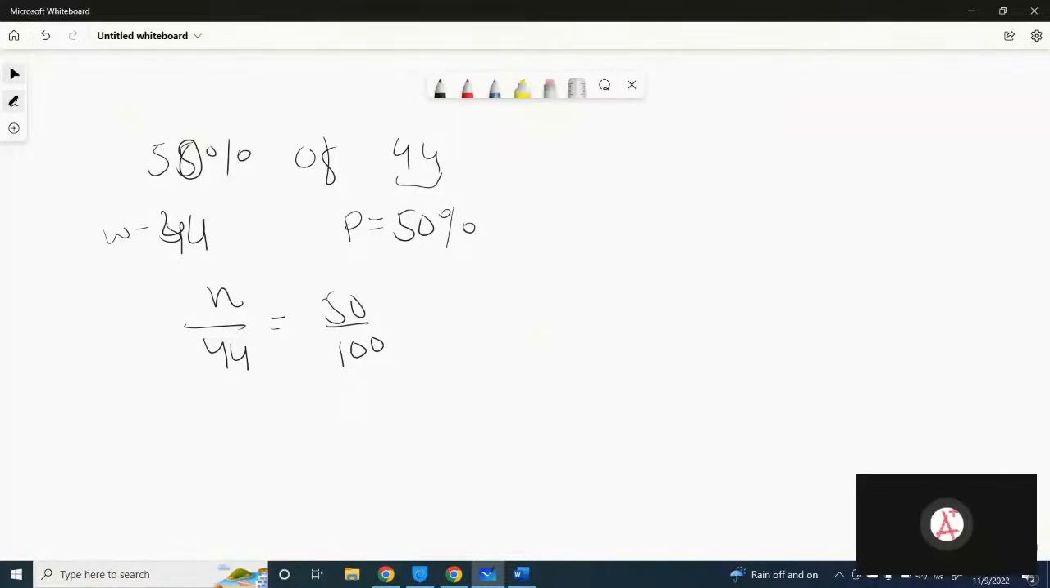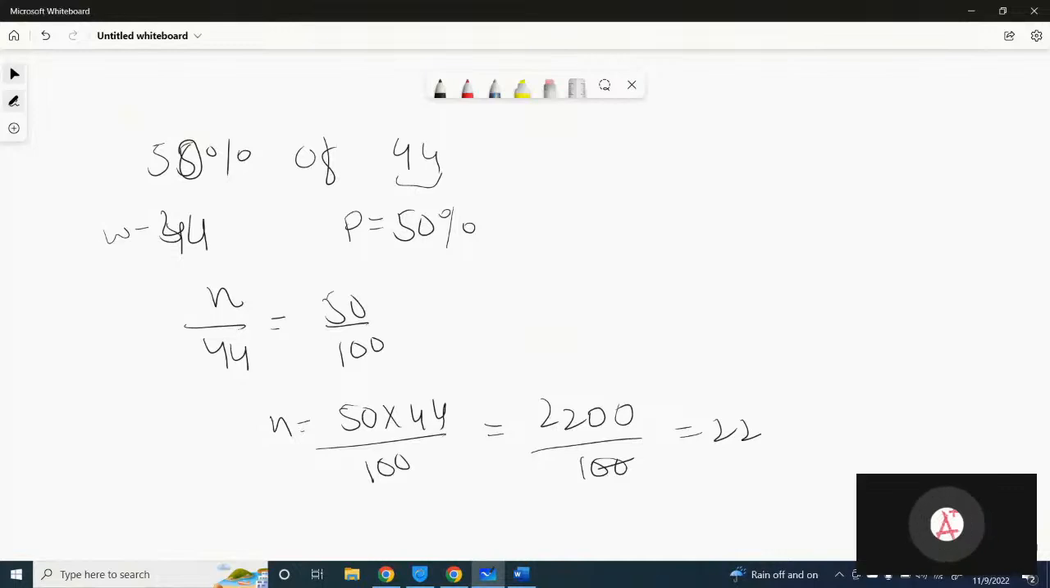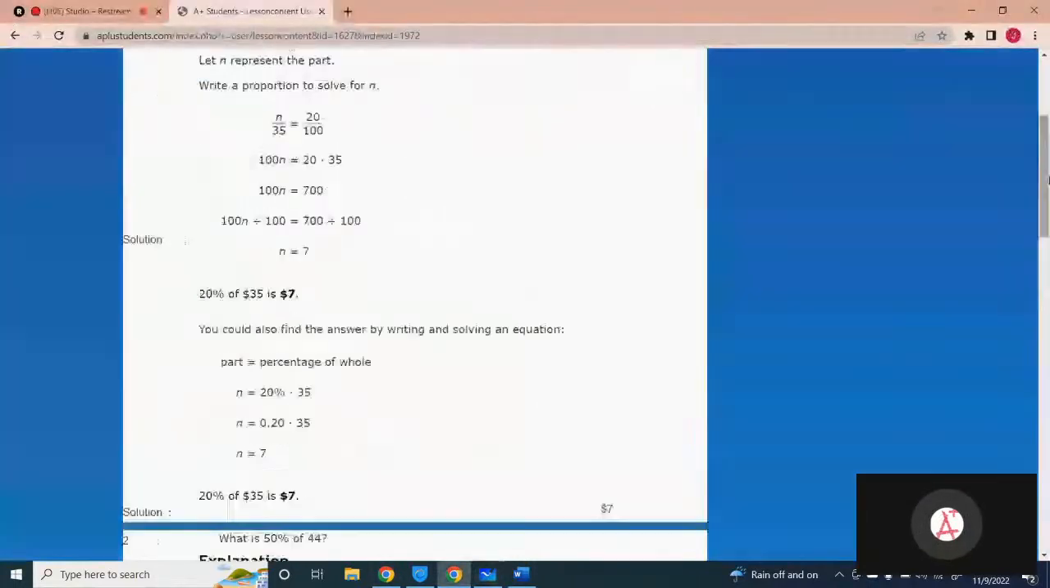Just do cross multiplication. It would be n equals 50 times 44 divided by 100. Got it? Just do 44 times 50. It would be 2200 divided by 100. Got it? So it is 22. That means 50% of 44 is 22. Got it? Okay, let's start with the practice questions.